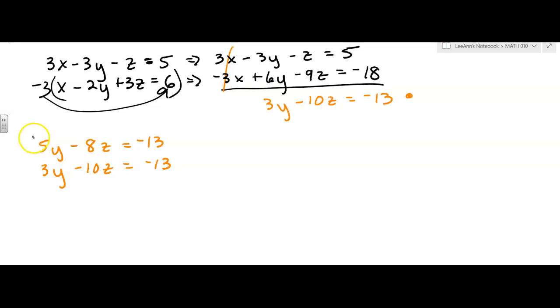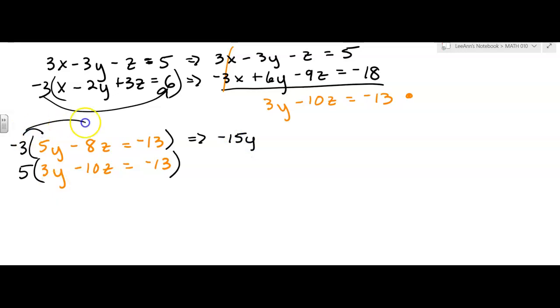So I'm going to multiply this top equation by -3. I'm trying to get a 15, or a -15y, because 15 is the number that both 5 and 3 go into. It's the smallest one. So I have to multiply the bottom equation by 5. So in the top equation, I'm going to get a -15y. And in the bottom equation, I'm going to get the +15y.